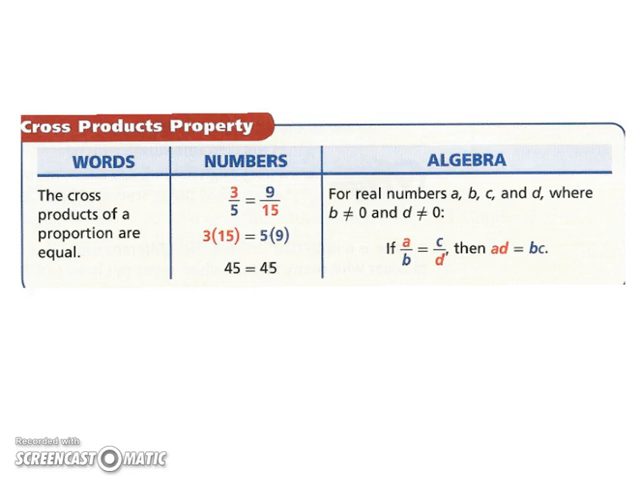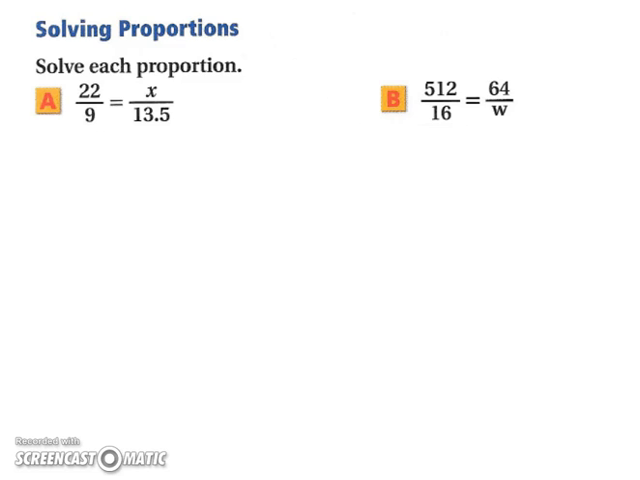Let's look at the cross products property. The cross products of a proportion are equal. For example, if you multiply 3 times 15, that gives you 45, and 9 times 5 also gives you 45. So you can cross multiply to solve a proportion. Let's practice. Alright, so let's solve each proportion.